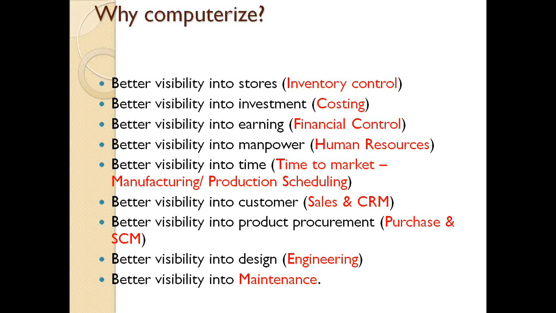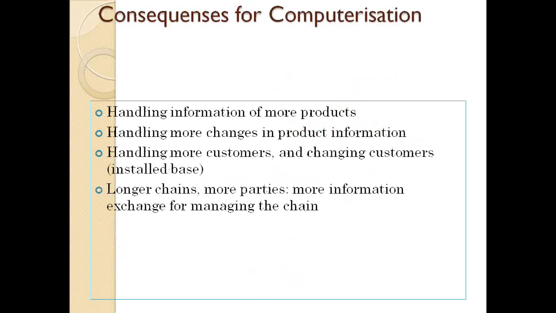The main reasons would be better visibility into the stores, which means you need inventory control, better visibility into your investments, which means costing, better visibility into your earnings, which means financial controls, better visibility into your manpower, human resources, better visibility into time, which is time to market, manufacturing and production scheduling, better visibility into the customers, which is sales and CRM, customer relationship management, better visibility into the product procurement process, purchase and supply chain management, better visibility into the design aspects, which is engineering, and better visibility into the maintenance domain.